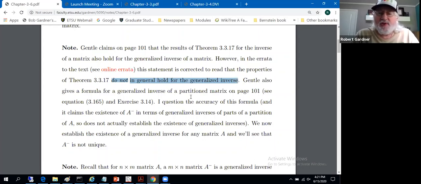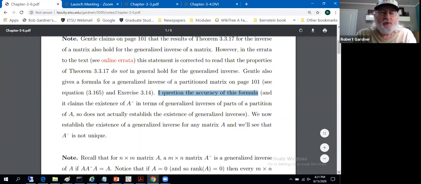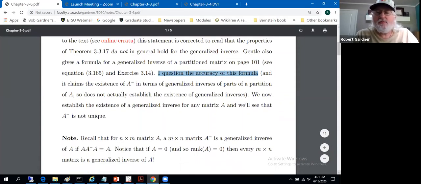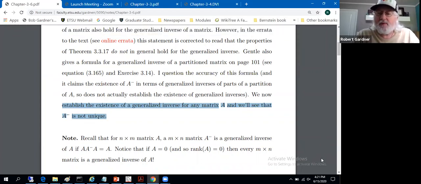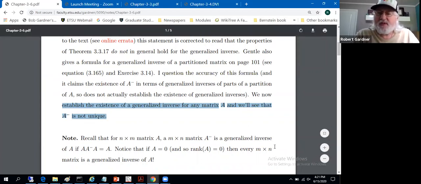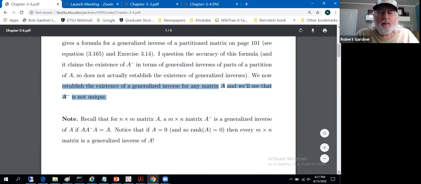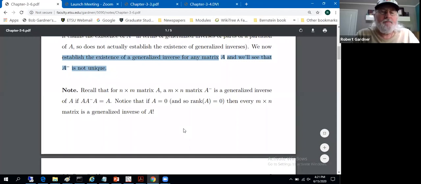Gentle gives a formula for a generalized inverse of a partitioned matrix. Who am I to say, but I'm a little skeptical about the validity of that. Let's analyze this generalized inverse stuff a little more closely. We will now establish the existence of generalized inverses, and we'll show that they're not unique in general. Okay, so a little bit of a problem in this stuff in particular in the Gentle book, but let's clean it up.